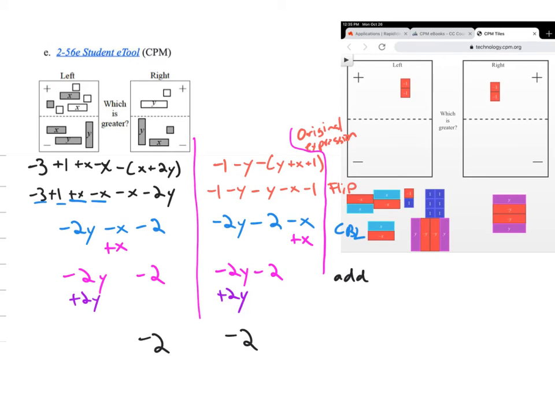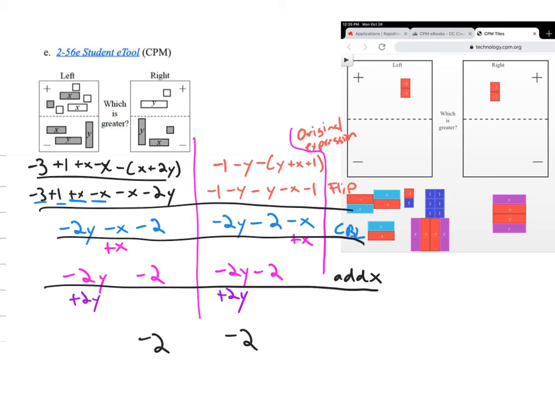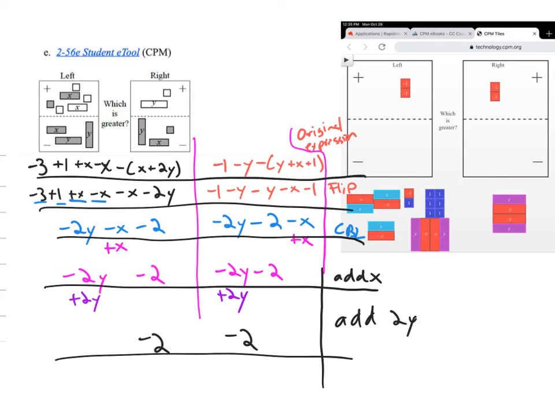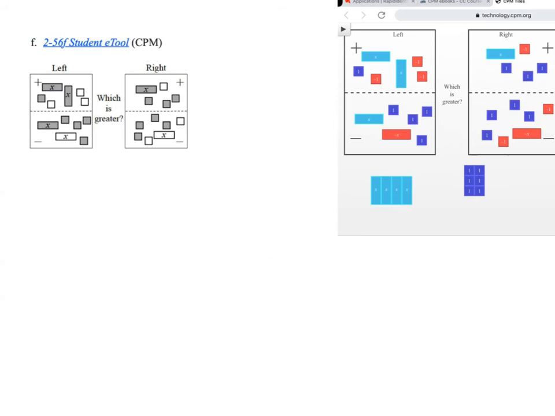So here I am adding in an x, so this is a step right here. I'm just going to draw some lines here so that you can see the table a little bit more cleanly. But here I've added x, and then in this next step, I just added 2y to both sides. And so that's where I get that my negative 2 should be equal to negative 2.